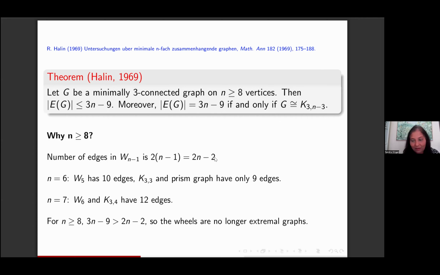Wheels have 2n minus 2 edges, right? So at n equals 6, W5 has 10 edges, and K33 and the prism have only 9, so you just want to get past 6. For n equals 7, K3,4 has 12 edges, but so does the wheel, so then you've got that. And past 8, it's just K3,n-3, and therefore we have n greater than or equal to 8 in the hypothesis. It's a minor detail, okay?